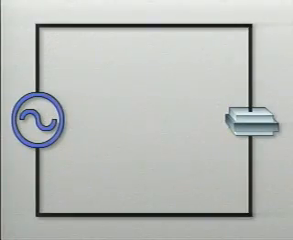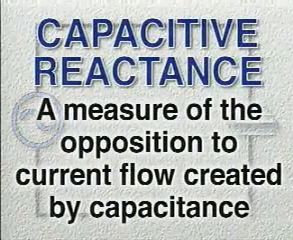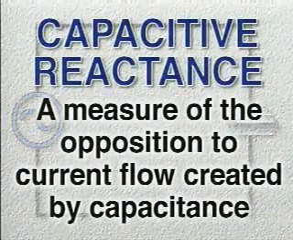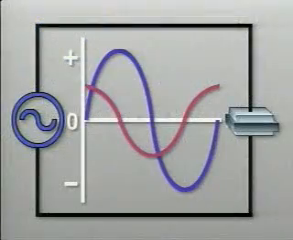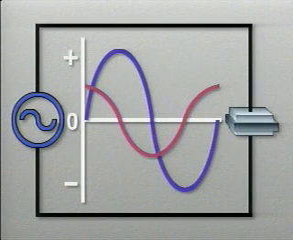In this topic, we discuss capacitance. We learn that capacitance is a physical property of all circuits that opposes changes in voltage, and that capacitive reactance is the measure of the opposition to current flow that's created by capacitance. We also discussed the relationship between capacitance, current, and voltage. We'll stop here and give you an opportunity to check your understanding of capacitance.